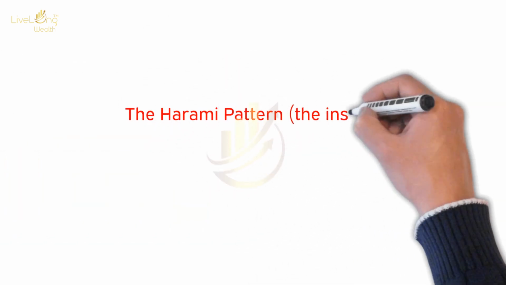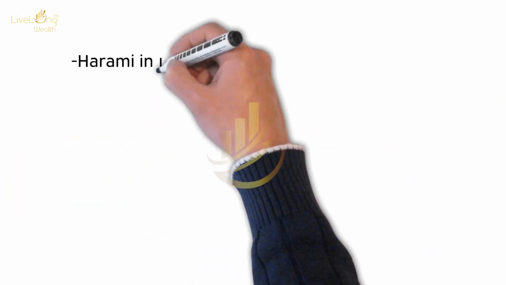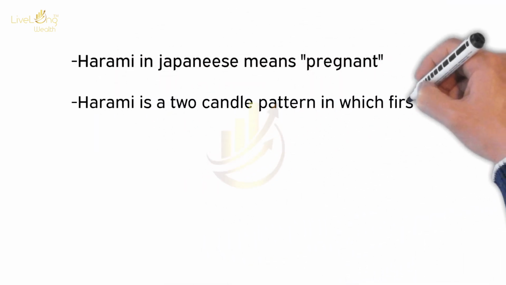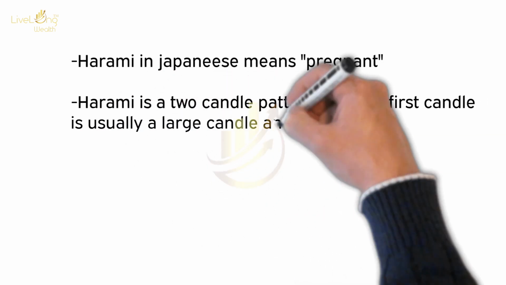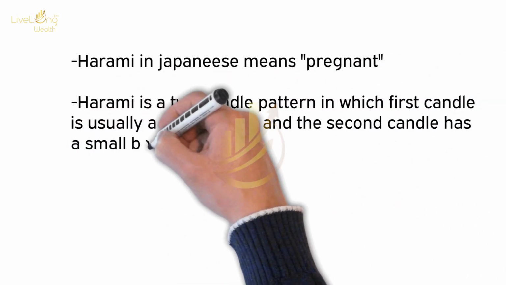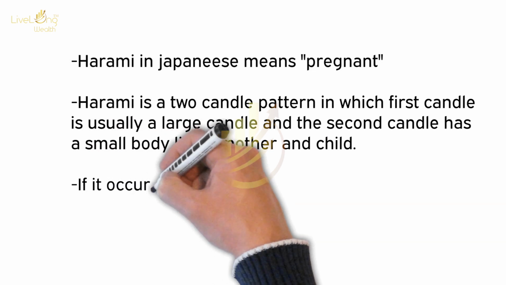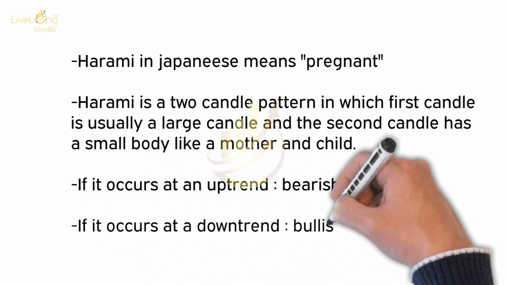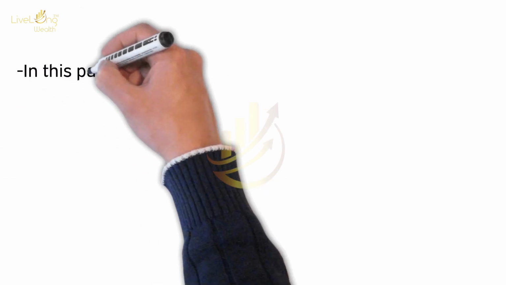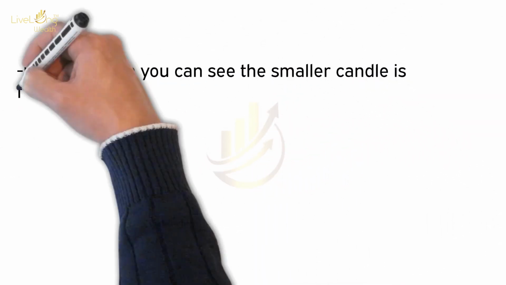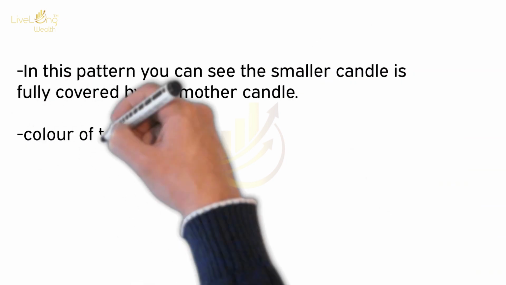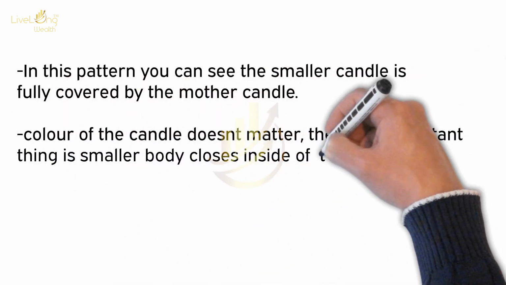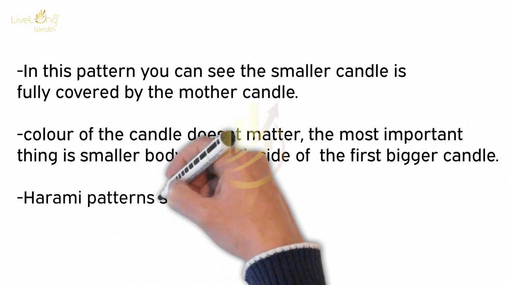The Harami pattern, the inside bar. Harami in Japanese means pregnant. Harami is a two-candle pattern in which the first candle is usually a large candle and the second candle has a small body, like a mother and child. If it occurs in an uptrend, bearish reversal. If it occurs in a downtrend, bullish reversal. In this pattern, you can see the smaller candle is fully covered by the mother candle. Color of the candle doesn't matter, the most important thing is the smaller body closes inside of the first bigger candle. Harami patterns show that there's an indecision period.